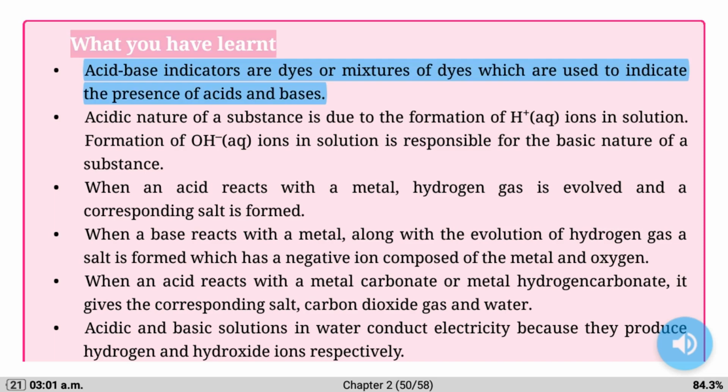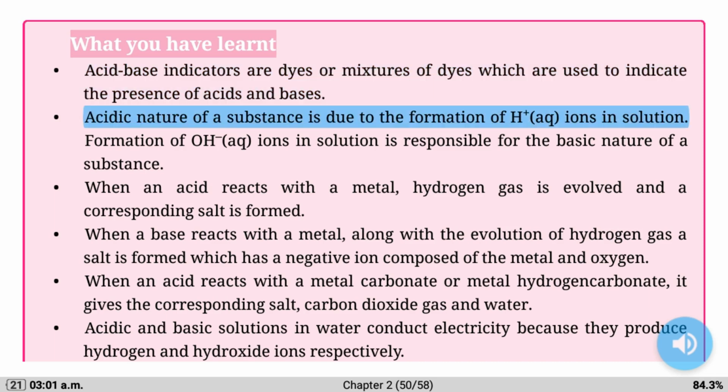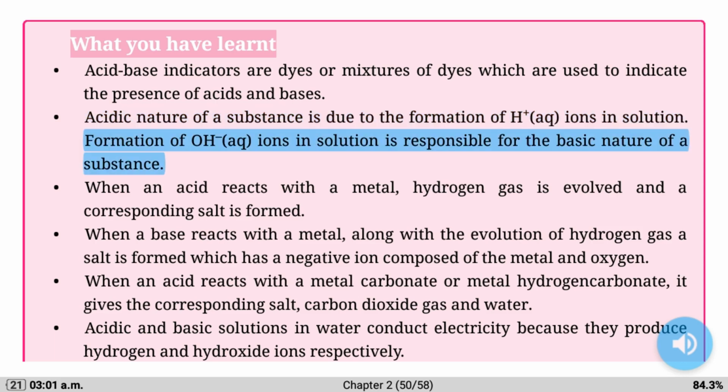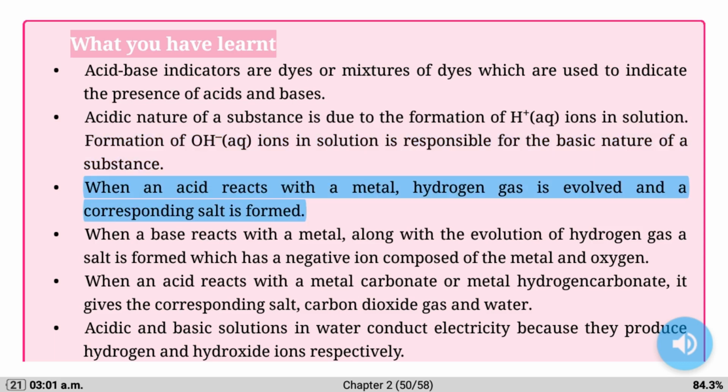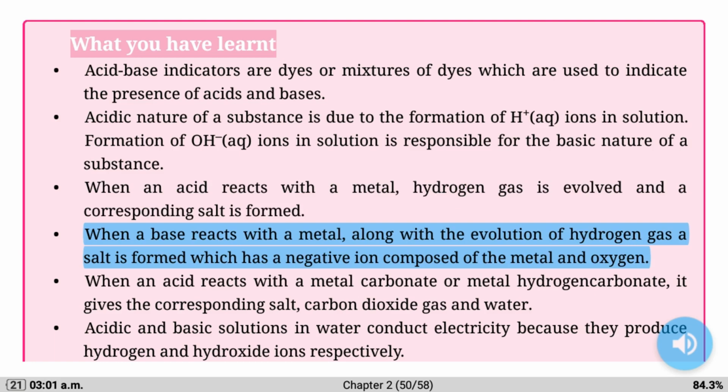What you have learned. Acid-base indicators are dyes or mixtures of dyes which are used to indicate the presence of acids and bases. Acidic nature of a substance is due to the formation of H+ ions in solution. Formation of OH- ions in solution is responsible for the basic nature of a substance. When an acid reacts with a metal, hydrogen gas is evolved and a corresponding salt is formed. When a base reacts with a metal, along with the evolution of hydrogen gas, a salt is formed which has a negative ion composed of the metal and oxygen.